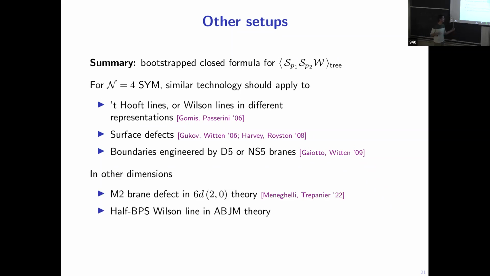Then of course there are other setups, right? Instead of considering N=4, one can consider, let's say, ABJM theory, which would be AdS4, or one can consider the (2,0) theory, which would be AdS7. And these theories also have some defects.